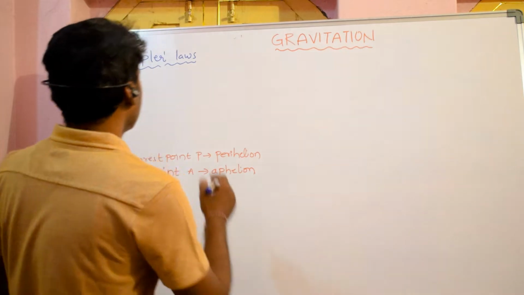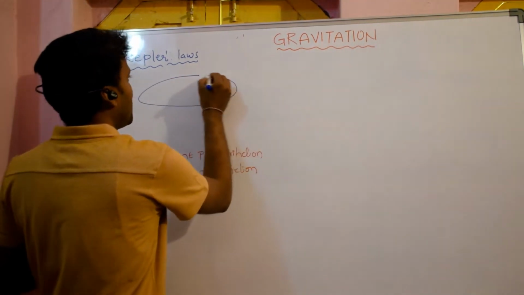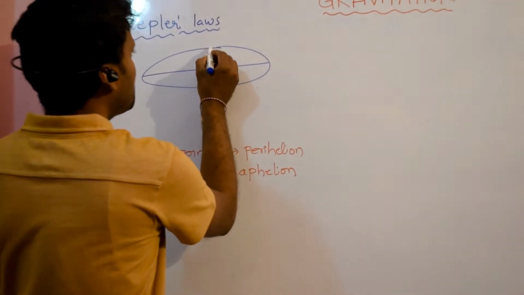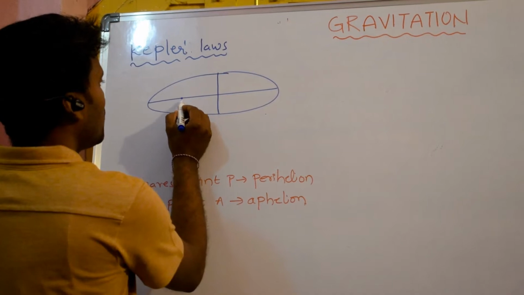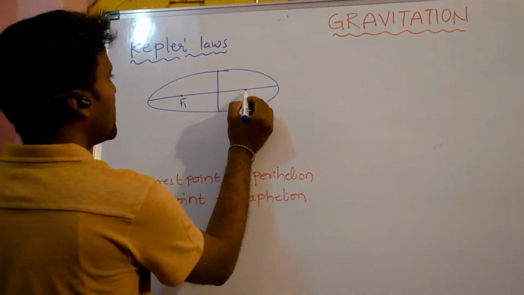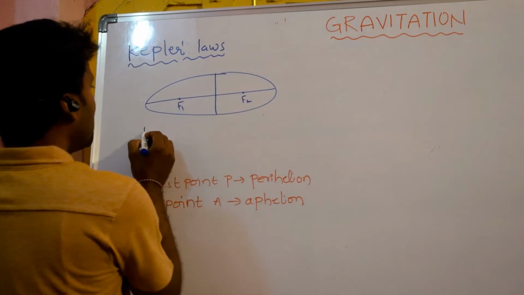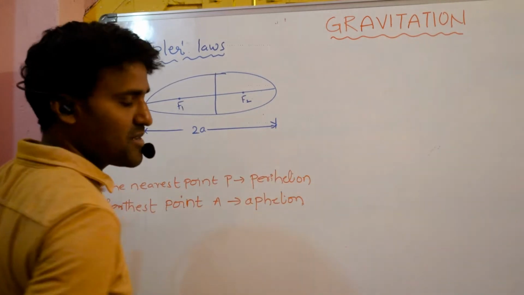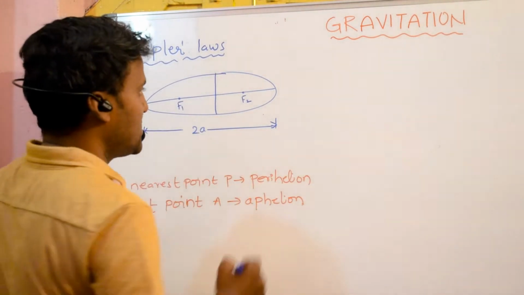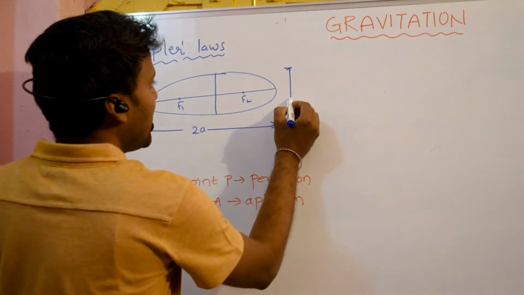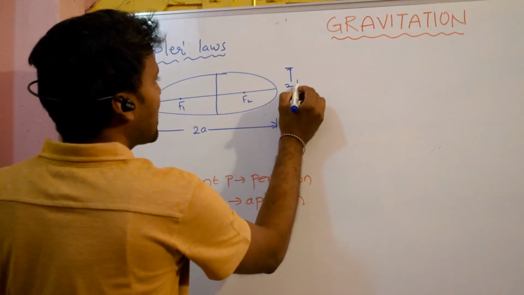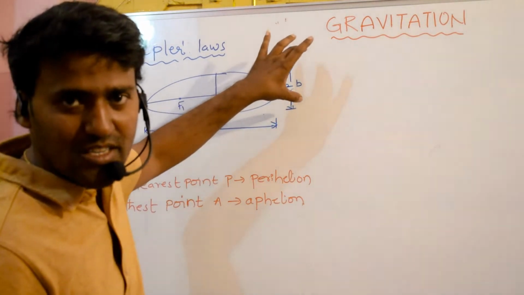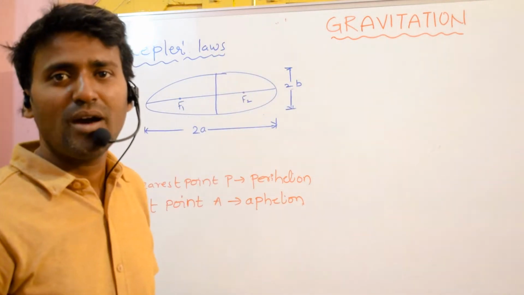It is an elliptical path. Planets are revolving in an elliptical path. An ellipse has two foci, F1 and F2. From this end to this end, we call it the semi-major axis, and this end to this end we call the semi-minor axis. The long one is the semi-major axis, and the short one is the semi-minor axis.